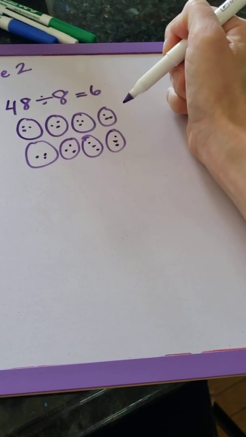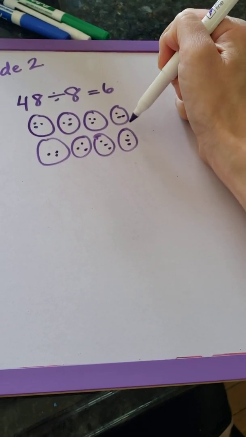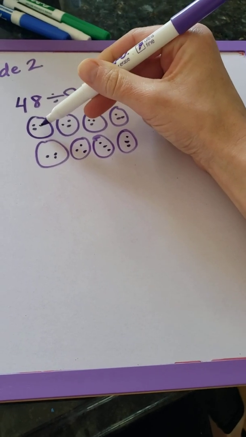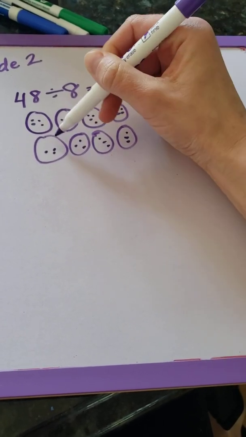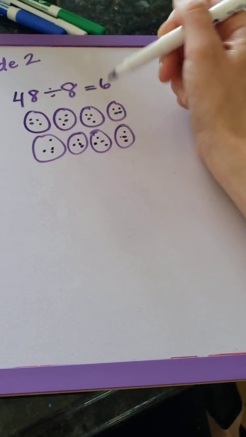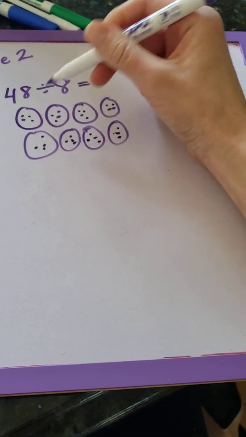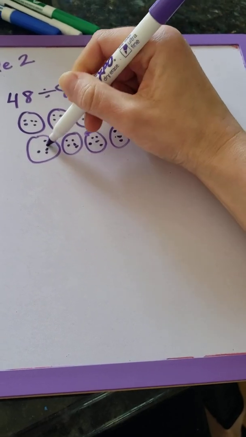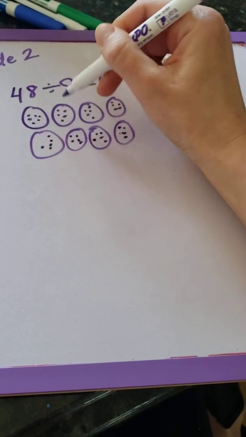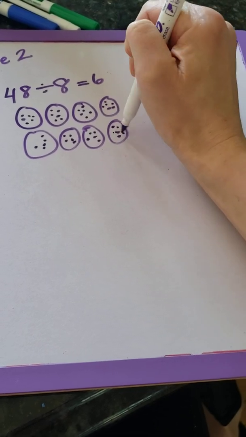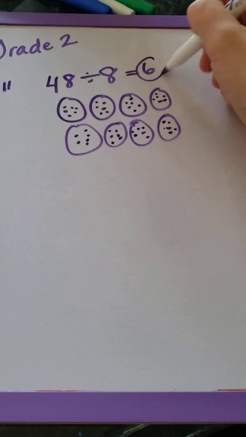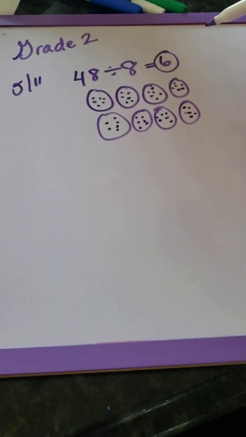So now each child has 3. So 8 kids with 3 cookies is 24 cookies. Give another cookie. That's 4 times 8 is 32. 5 times 8 is 40. 6 times 8 is 48. So for 511, our final answer was 6.